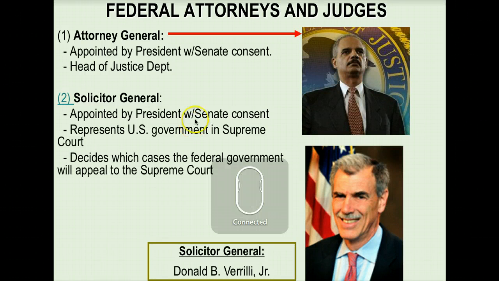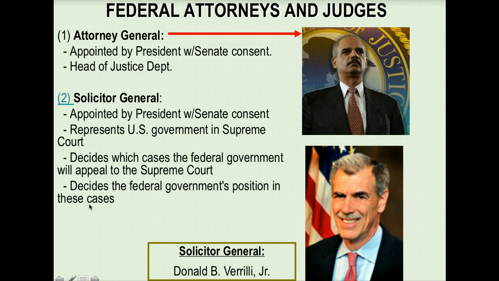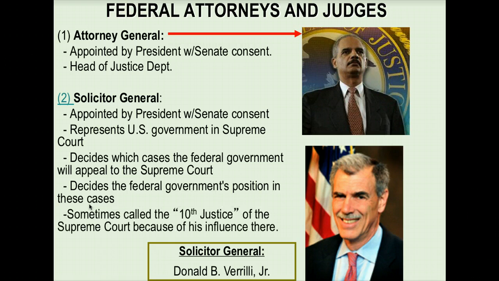The Solicitor General helps decide which cases will come up before the Supreme Court, which ones the U.S. government is going to challenge, and they often help decide which position the government's going to take on individual cases. Sometimes the Solicitor General is referred to as the 10th Justice because of their influence there. They're at the Supreme Court more than any other person. Technically, they're not part of the Supreme Court. They represent the prosecution, so to speak, or the defendant in some cases, and so they are presenting the government's side.